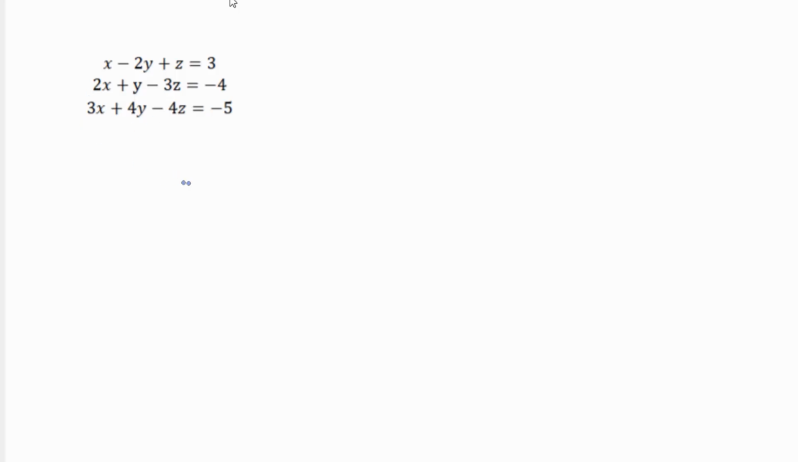Okay, we're going to solve the system using Gaussian elimination. x minus 2y plus z equals 3. 2x plus y minus 3z equals negative 4. 3x plus 4y minus 4z equals negative 5.